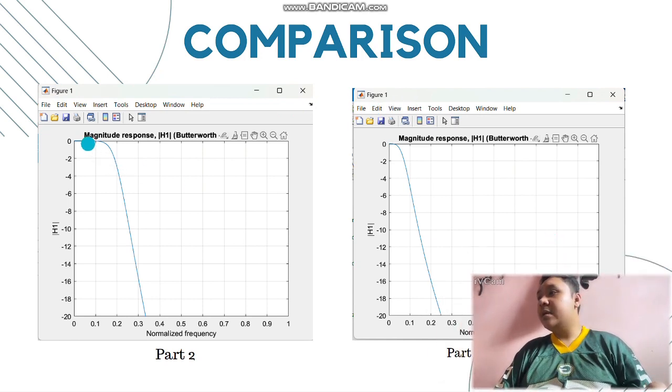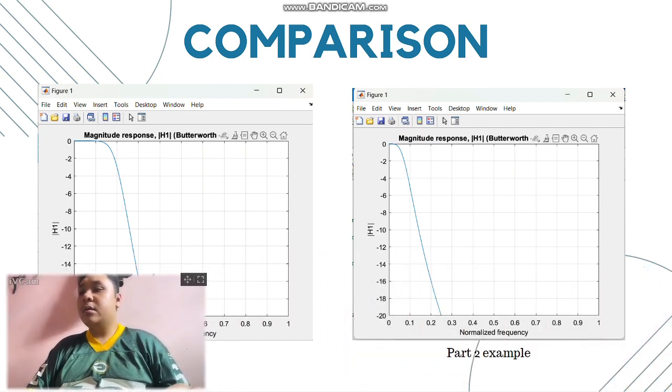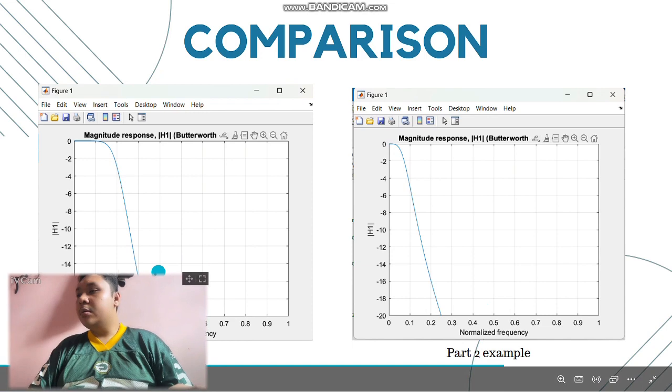As you can see here, the difference between part 2 and the part 2 example is only the passband, because we only changed the passband. The passband for part 2 is 0.2, meanwhile the passband for the part 2 example is 0.1. So that's why the passband looks thinner than the part 2 example.